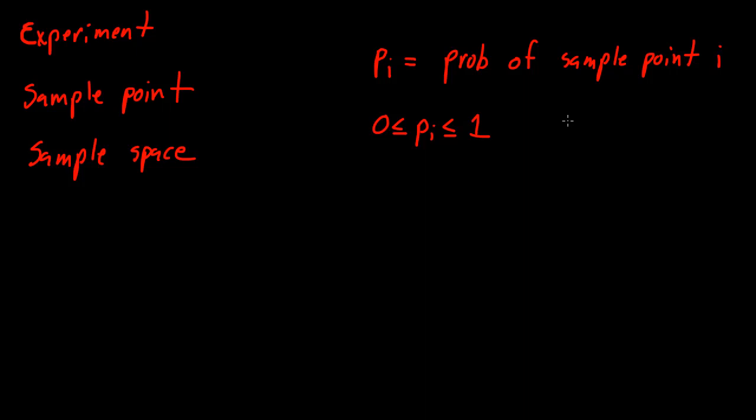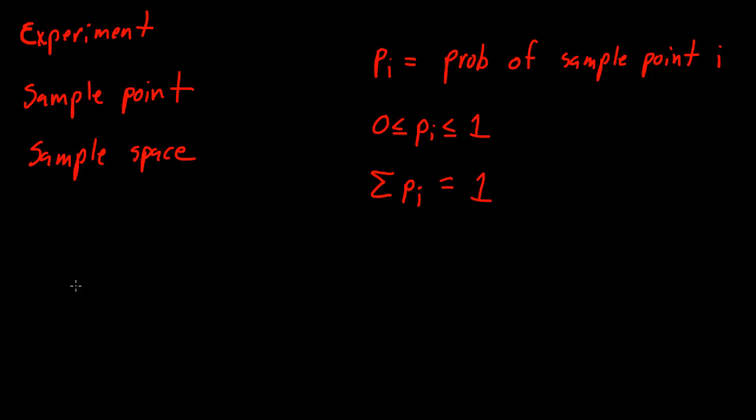And the final rule that we're going to cover from our basic rule standpoint is that all of our probability values, all of our P sub i's, need to sum to 1. So for every experiment, if we add up the probabilities of all the possible sample points, the sum of that probability is going to be 1.